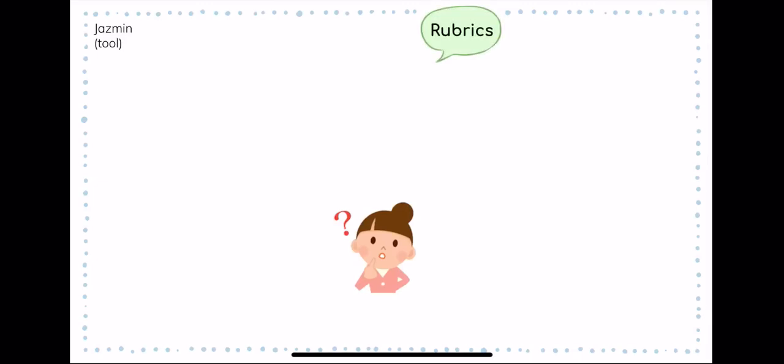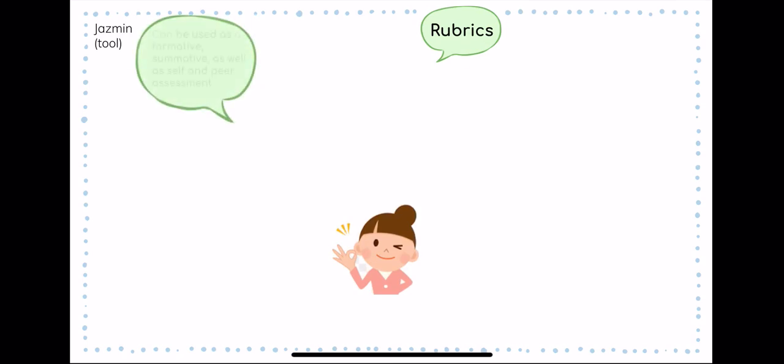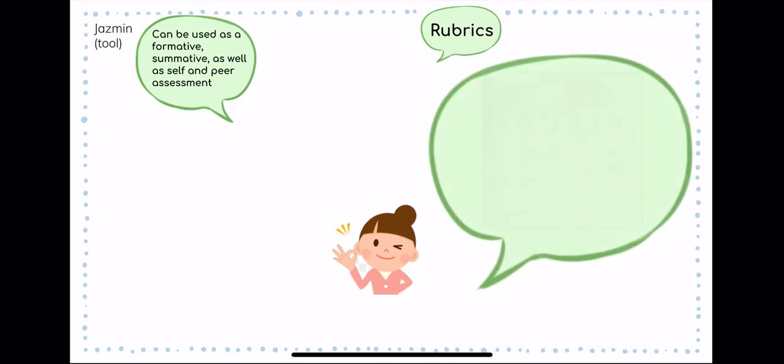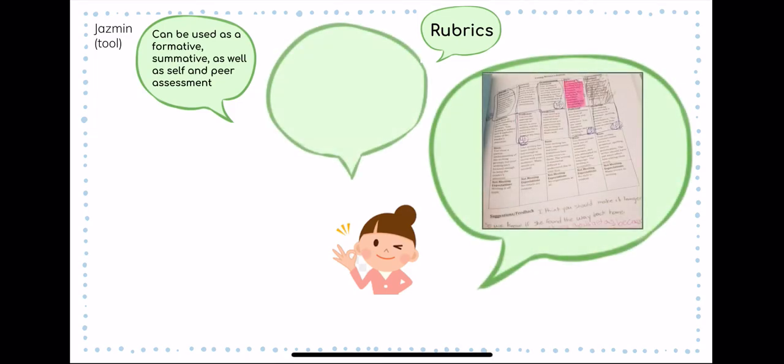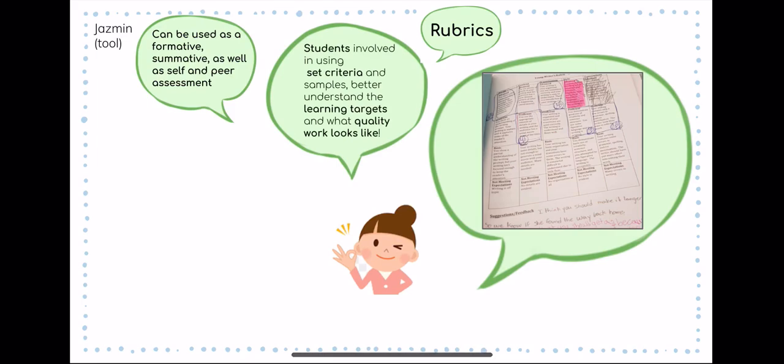Rubrics are an excellent multi-purpose assessment tool as they can be used for formative, summative, as well as self and peer assessment. They enable teachers to share the assessment process with students while also supporting their understanding of the learning targets. These can help me to make a more informed judgment about the quality of each student's work. It can also help me to see how students perceive their understanding when they self-assess.